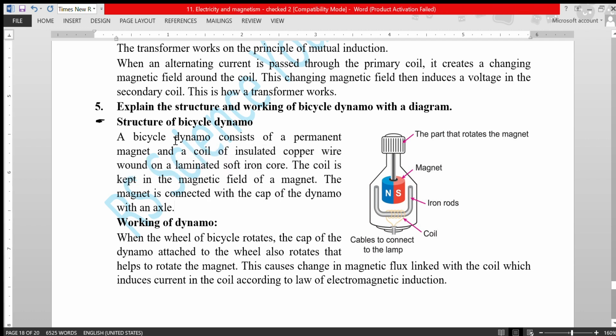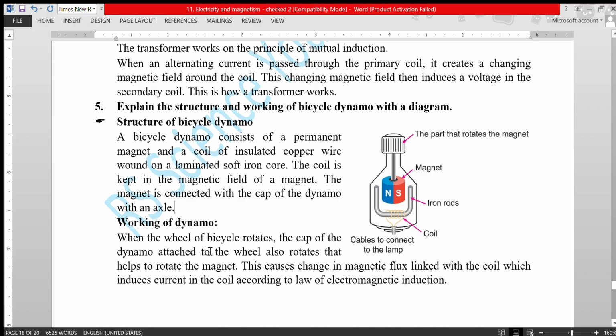Bicycle dynamo consists of a permanent magnet and a coil of insulated wire wound on a laminated soft iron. The coil is kept in magnetic field of the magnet. The magnet is connected with the cap of dynamo with an axle. This is the axle.